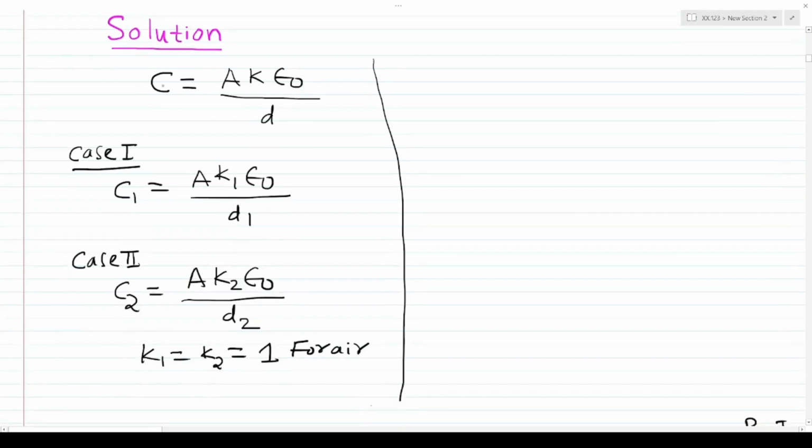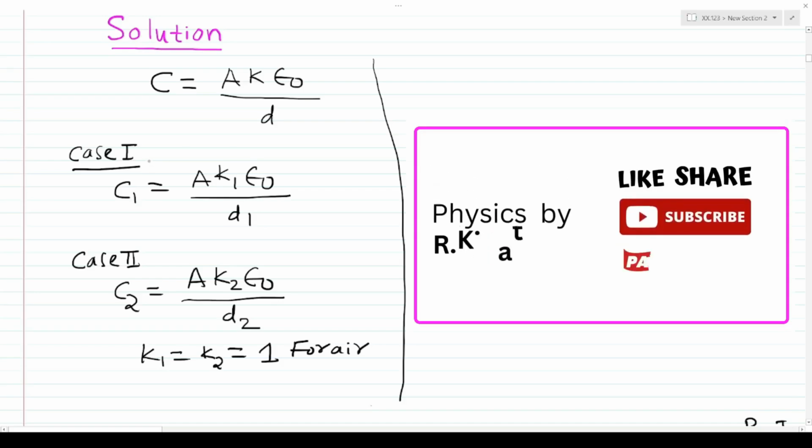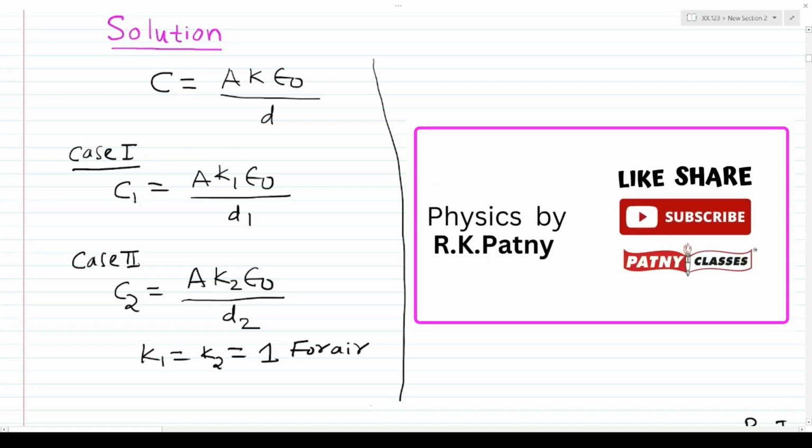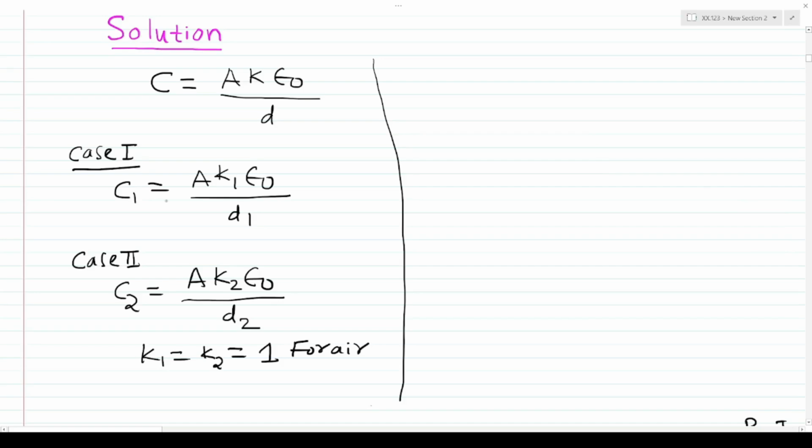Solution. The formula for capacitance of a parallel plate capacitor is given by A K epsilon naught upon d. So before changing the distance between the plates, C1 is the capacitance given by A K1 epsilon naught upon d1, and in case 2, A K2 epsilon naught upon d2. Being an air capacitor, K1 equals K2 equals 1, that is the dielectric constant for air. Now the distance is doubled, therefore d2 equals 2 d1.